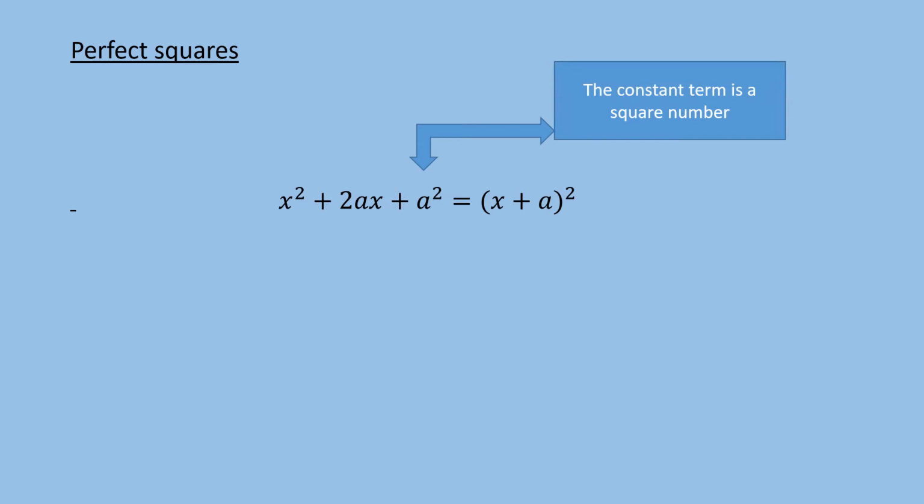The constant term is a square number and the coefficient of x is 2a. So we can call it a perfect square. See these examples. Factorize x squared plus 12x plus 36. It's simple, you know the way, then we can factorize it like (x plus 6) squared.